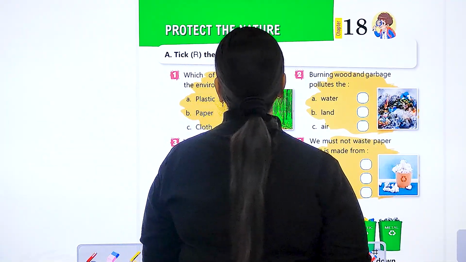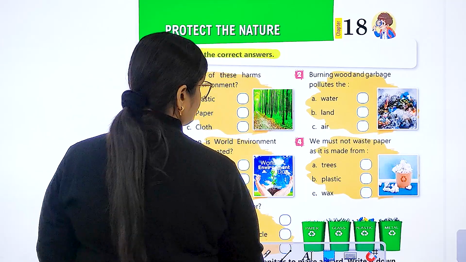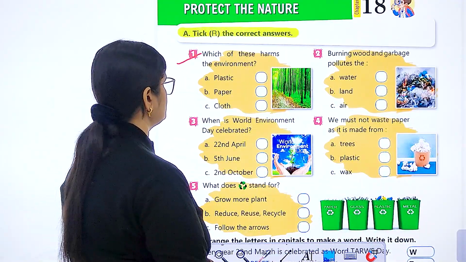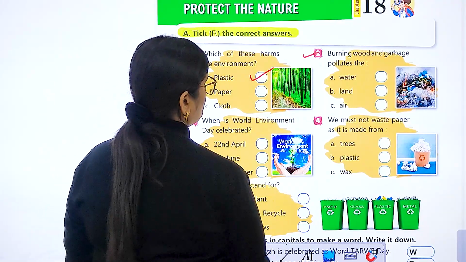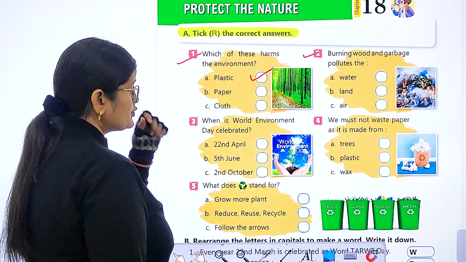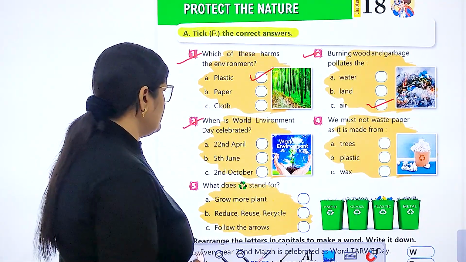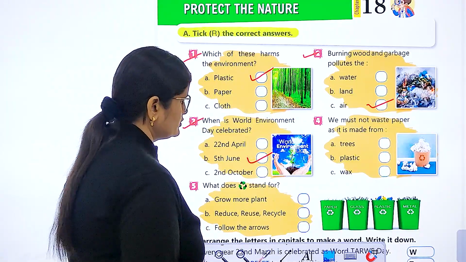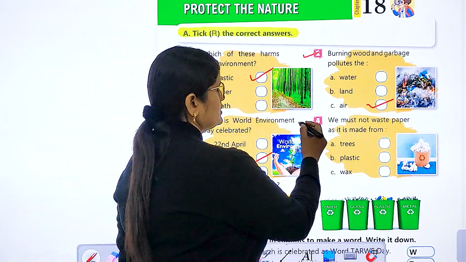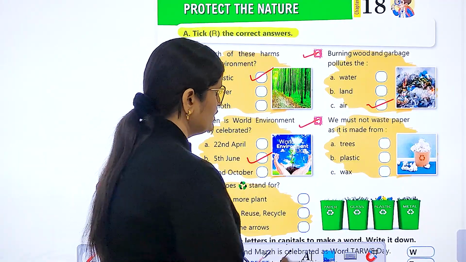Chapter number 18, Protect the Nature. A. Tick the correct answer, means right. Which of these harms the environment? Plastic. Burning wood and garbage pollutes the air. 3. When is World Environment Day celebrated? 5th June. We must not waste paper as it is made from trees.